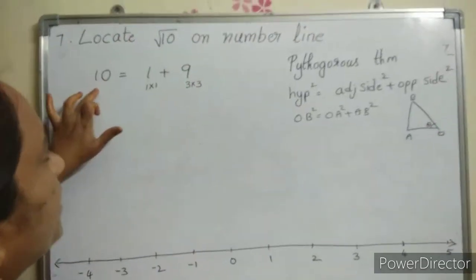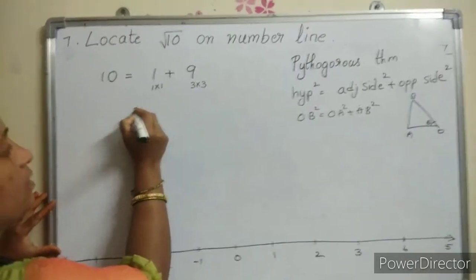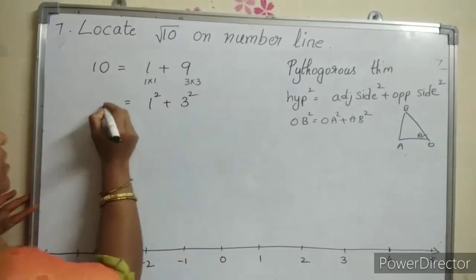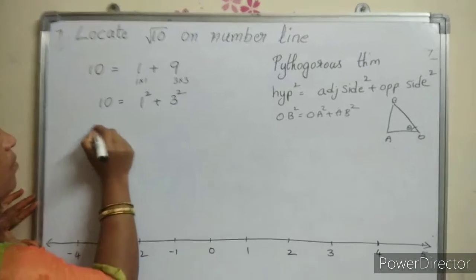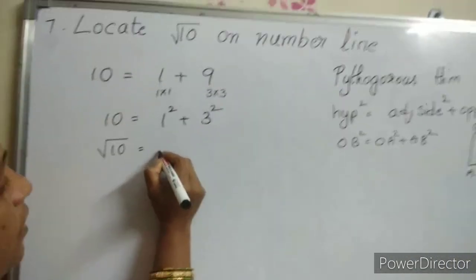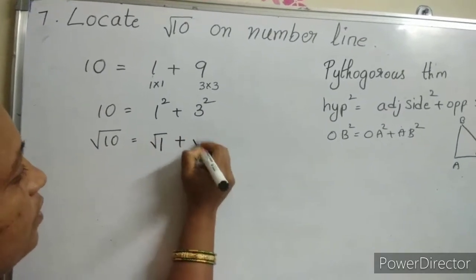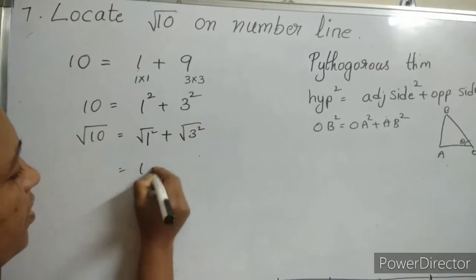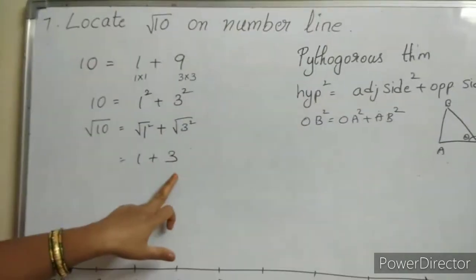So 10 can be expressed as the sum of the squares of 1 and 3. So this can be written as 1 square plus 3 square. Now here 10 is equal to 1 square plus 3 square. But we require root 10. That means applying root on both sides, square root of 1 square is 1, square root of 3 square is 3. So root 10 is obtained from the lengths 1 and 3.